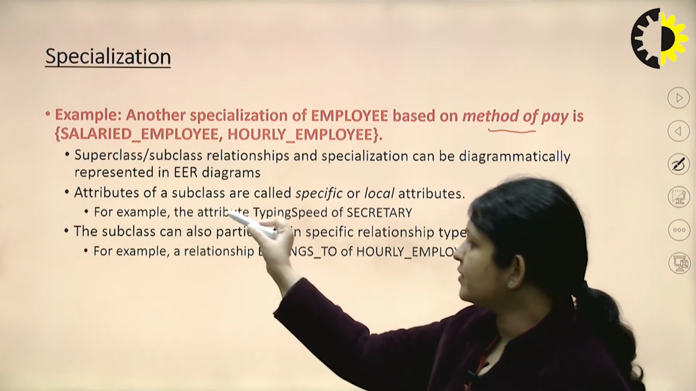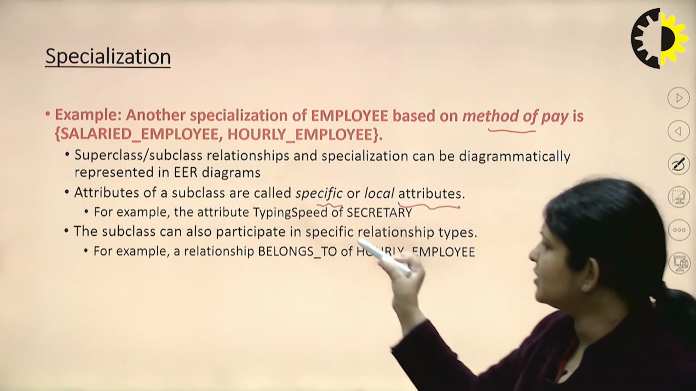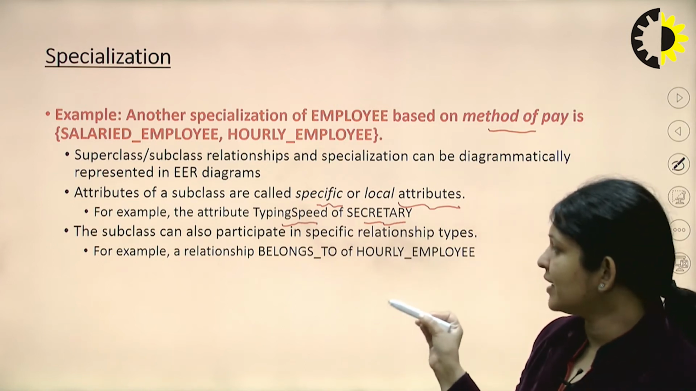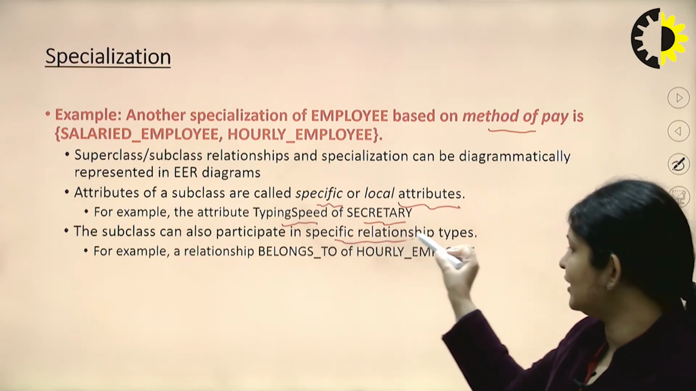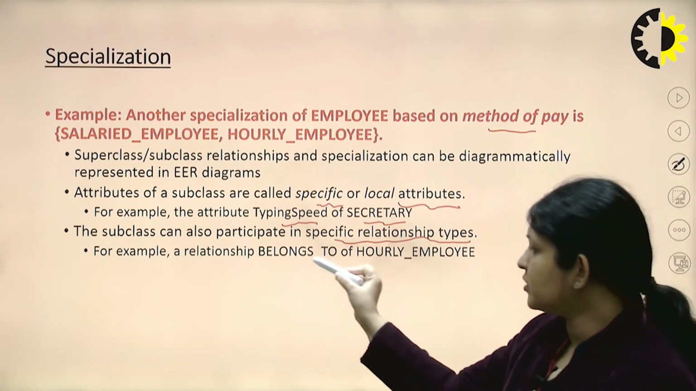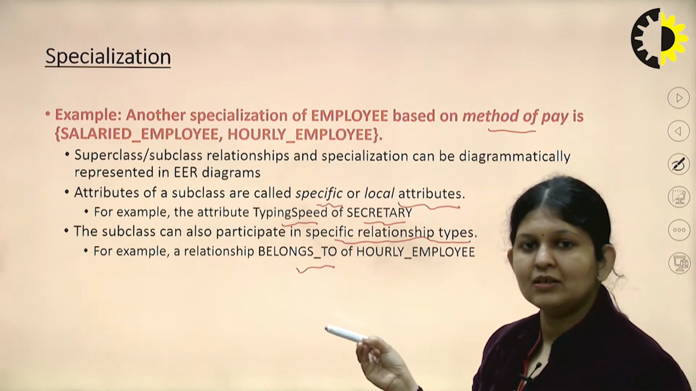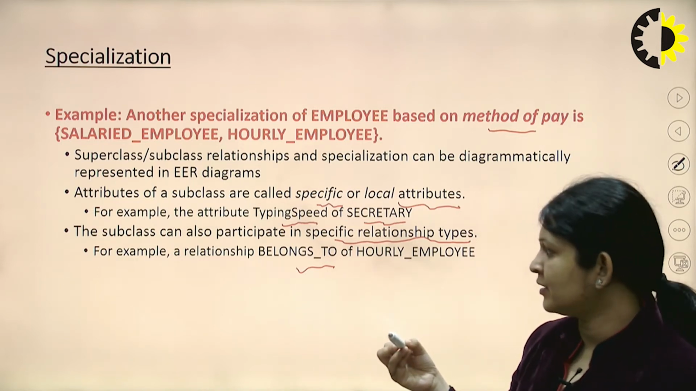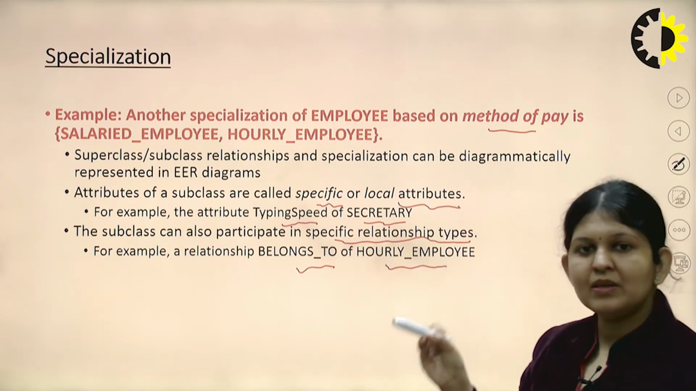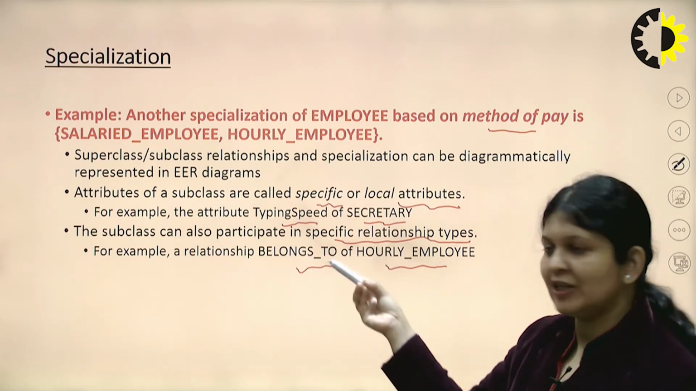Attributes of the subclass are called specific or local attributes. As we have seen, secretary has the attribute typing speed. The subclass can also participate in specific relationship types. For example, a relationship belongs to: the people working in the factories are actually hourly based employees, so they may belong to a particular union or trade. So they can have specific relationships also.